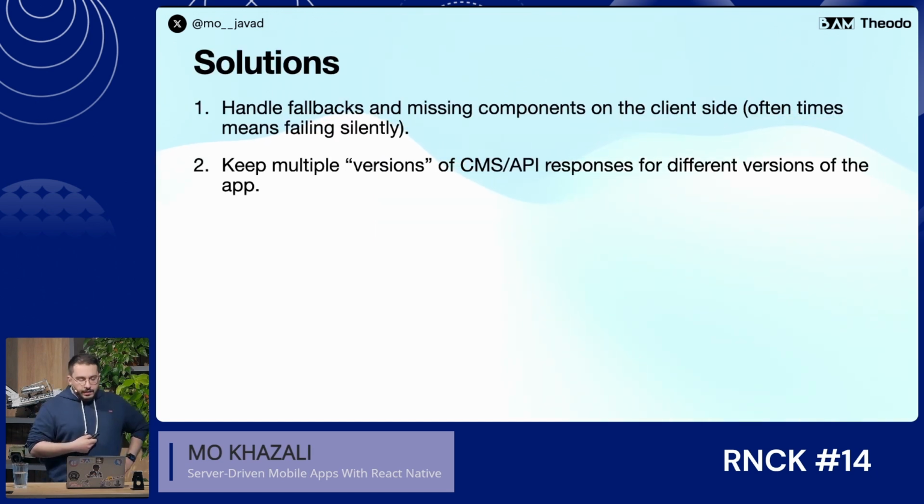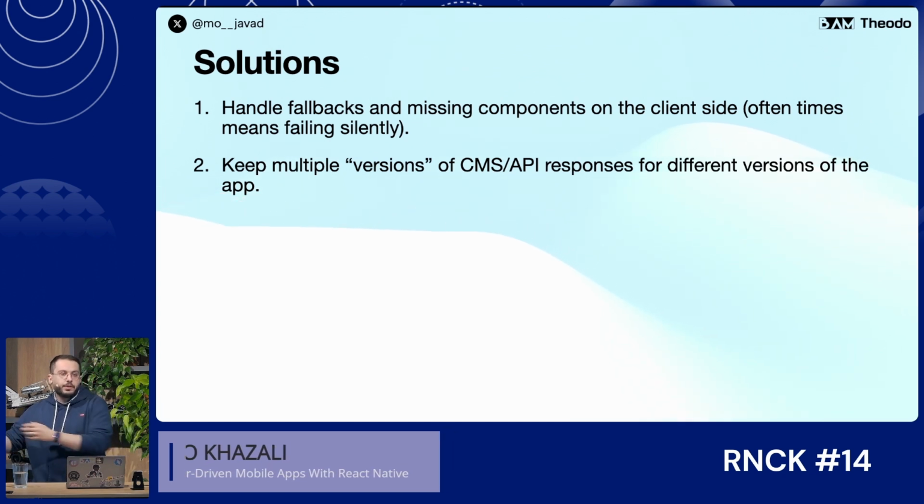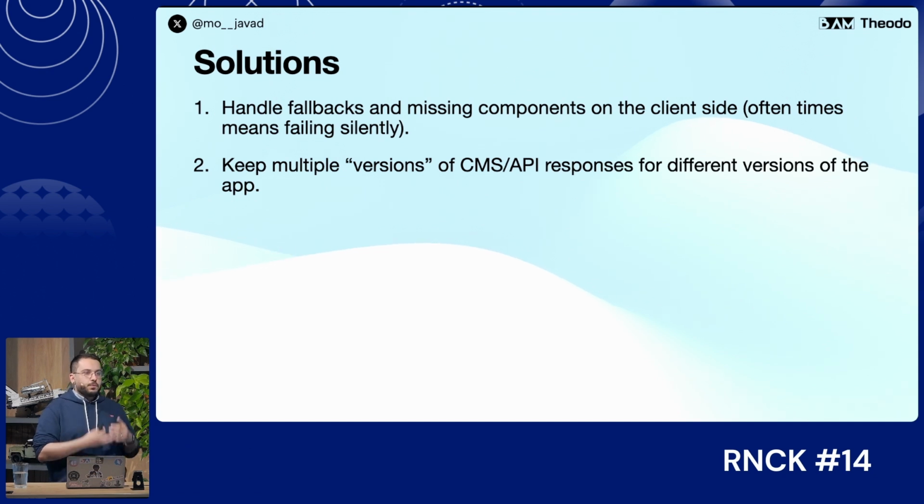So the two things you're going to need to keep in mind is you want to handle fallbacks and missing components on the client side gracefully. Sometimes that might mean actually just failing silently and just not rendering anything, but you just want to be actively thinking about this, architecting your app today, thinking about what you may introduce in the future, and making sure that it makes sense for what your roadmap is, so that if certain users don't have the latest version of the app, it still acts and behaves in an ideal way.